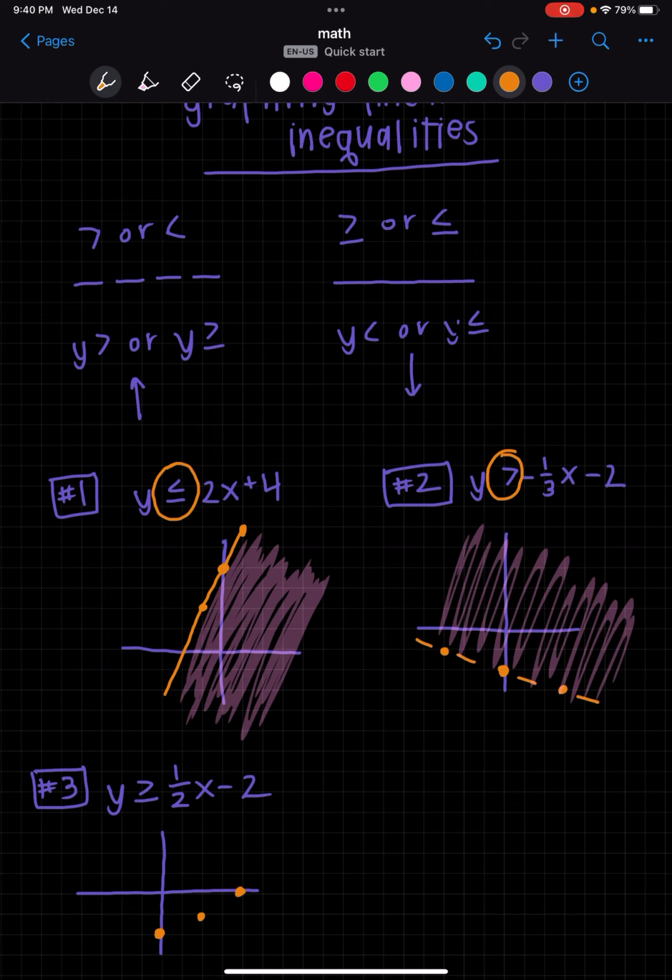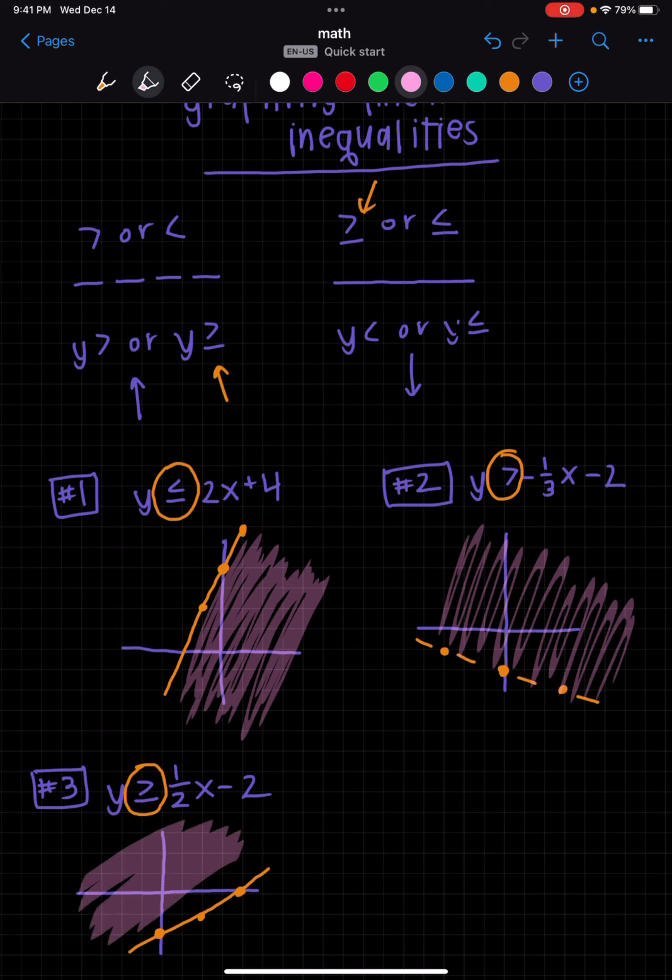Then from there, once I have my dots, I'm going to pay attention to this inequality sign, which happens to be right here. Greater than or equal? Right there. So the top orange arrow tells me that it's a solid line that I'm dealing with. So I'm going to draw a solid line. And then the bottom orange arrow tells me that I shade above because it's y is greater than. So I'm just going to draw this part and it's shaded above.